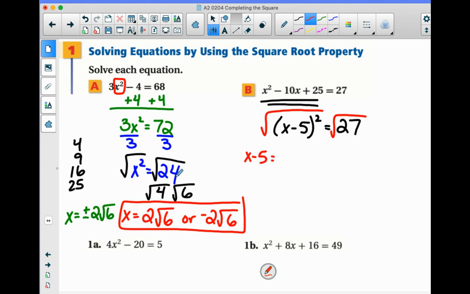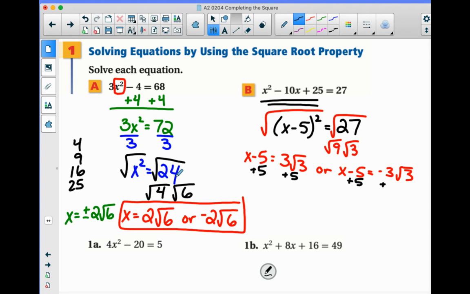equals, and then 27, if we break it down, a perfect square that's in 27 is 9 times 3. Square root of 9 is 3. So we'll have 3 root 3. Or x minus 5 can equal negative 3 root 3. Then we just do our thing. We add our 5 to both sides. And traditionally, you put the roots at the end. So we would say x equals 5 plus 3 root 3. Or x equals 5 minus 3 root 3.